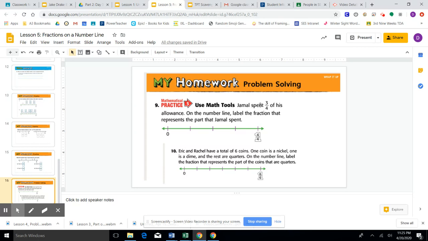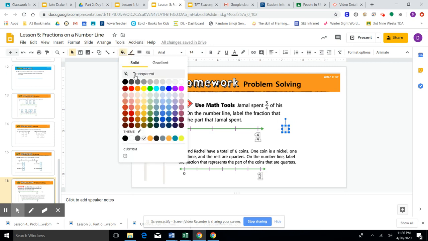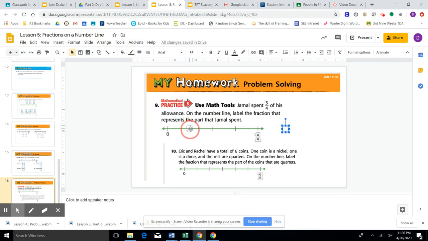In this one, Jamal spent 3/4 of his allowance. On the number line, label the fraction that represents the part that Jamal spent. Okay, I'm going to put a circle here. I want you to move that circle to where 3/4 would be. If I think this is 3/4, where do I think 3/4 will be? And then the same thing down here. On the number line, label the fraction that represents the parts of coins that are quarters. You're just going to move the circle over to the parts that are quarters.